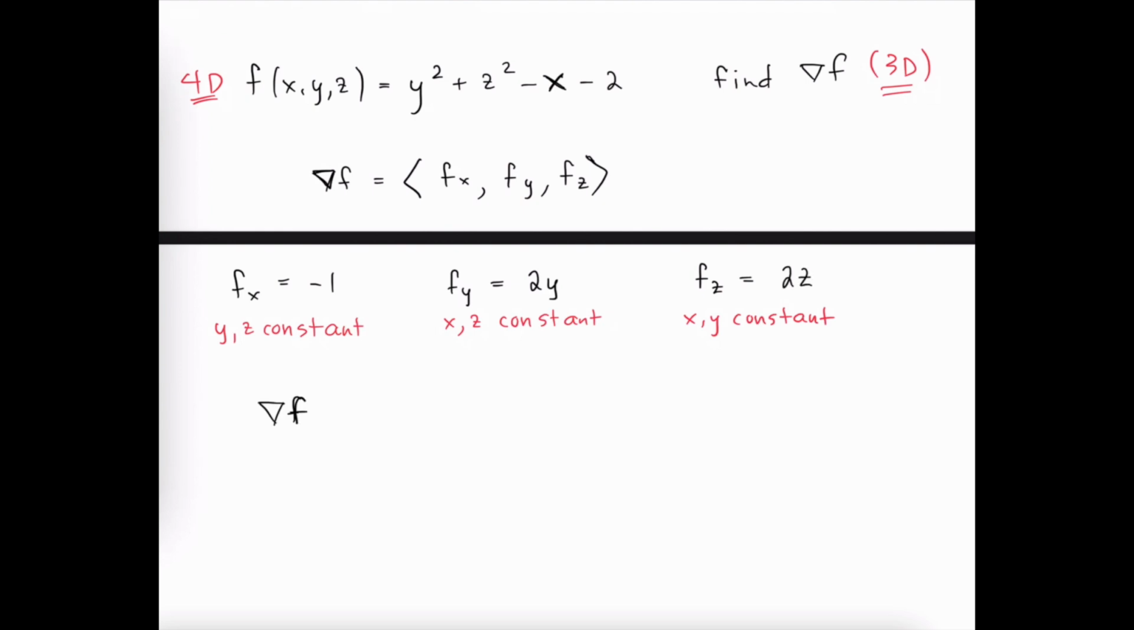So our gradient vector function, depending on the x, y, z ordered triple, is going to be -1 as the first partial with respect to x, 2y as the first partial with respect to y, and 2z as the first partial with respect to z.